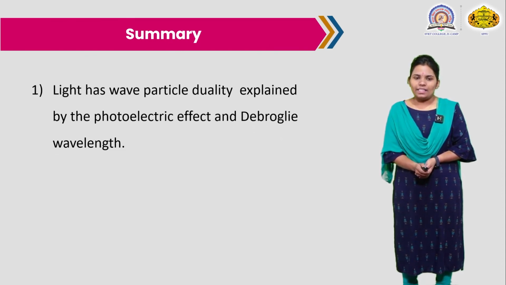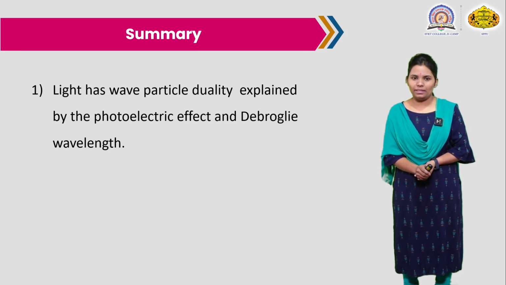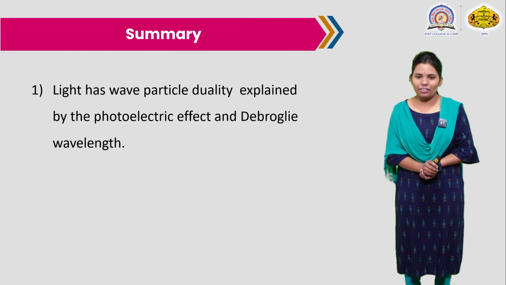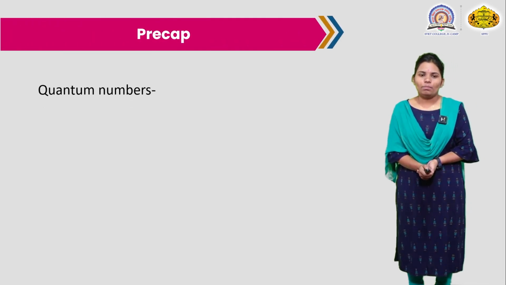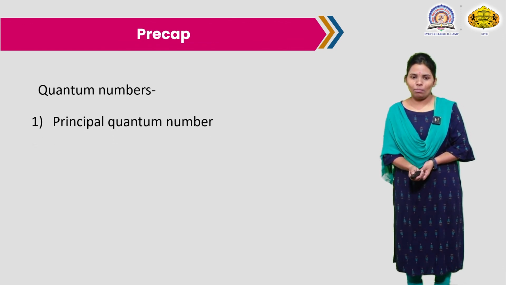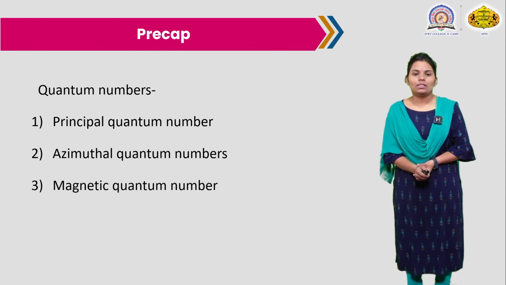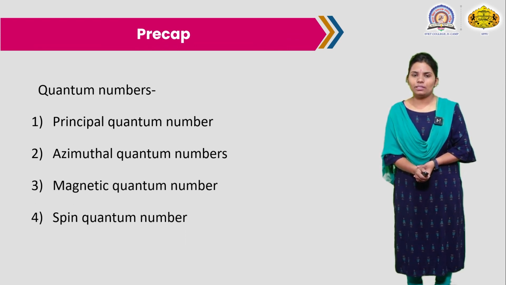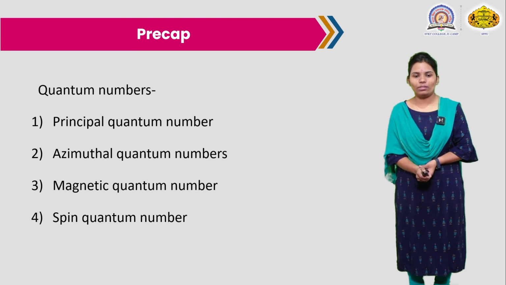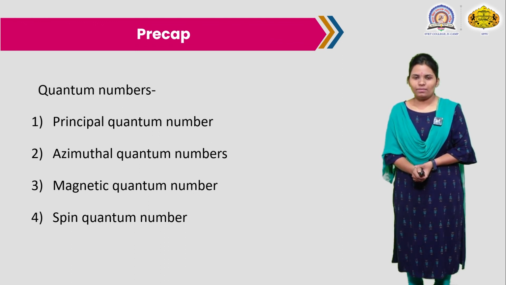So, the summary of this lecture: what we have seen here is that light has wave-particle duality, explained by the photoelectric effect and the de Broglie hypothesis. In the next lecture we are going to deal with quantum numbers. There are 4 quantum numbers: the principal quantum number, azimuthal quantum number, magnetic quantum number, and the spin quantum number. Thank you.